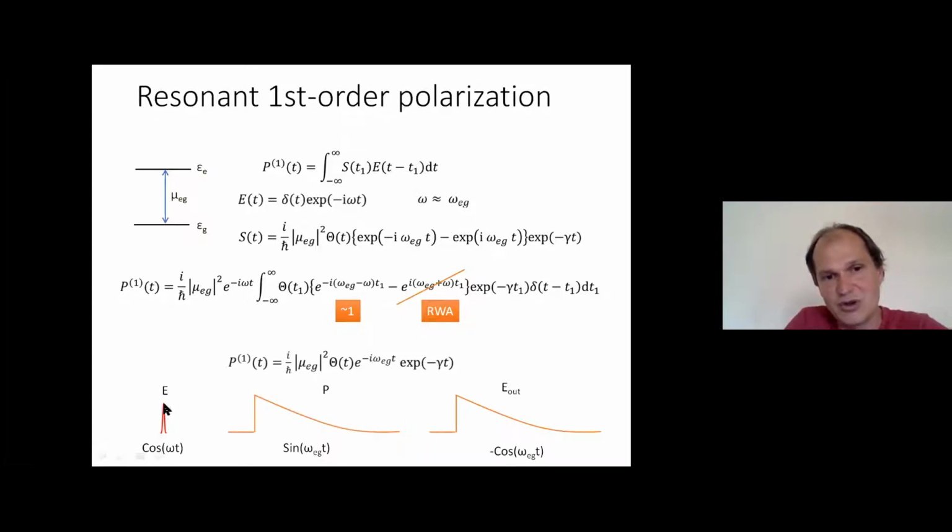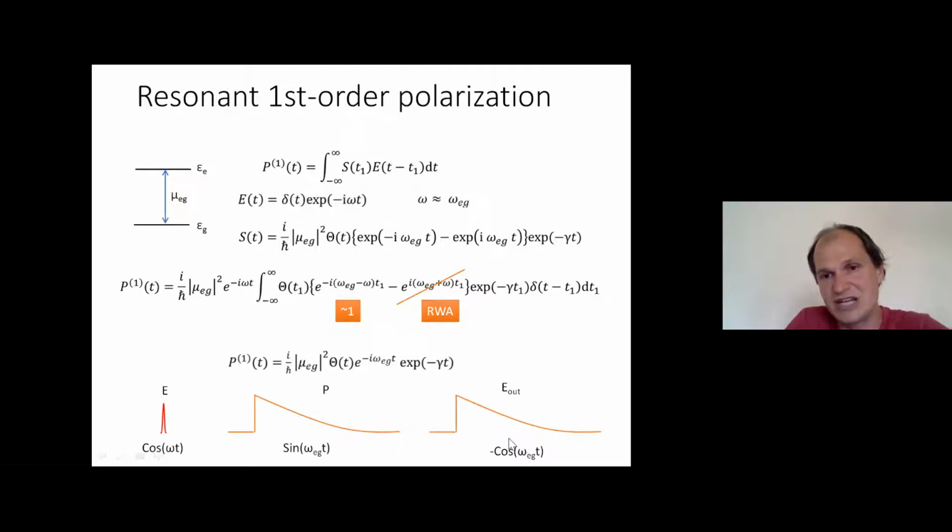So we had a very short pulse, which was a cosine wave with the laser central frequency. That was our incoming pulse. The induced polarization lives very, very long and decays with the lifetime of the system, and behaves as a sine function with the transition energy or transition frequency of the system. And for the emitted wave, there is this phase shift. So it's the same as the polarization, but it's minus cosine.